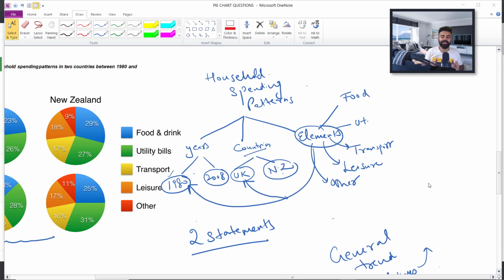Okay, so that's how you can read and start writing a report as soon as you see a pie chart in the exam.